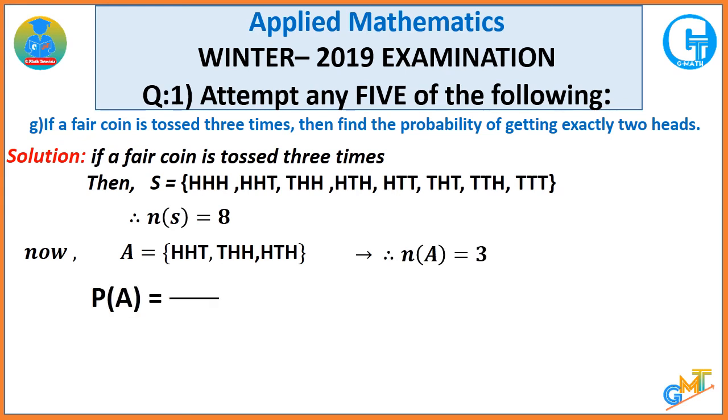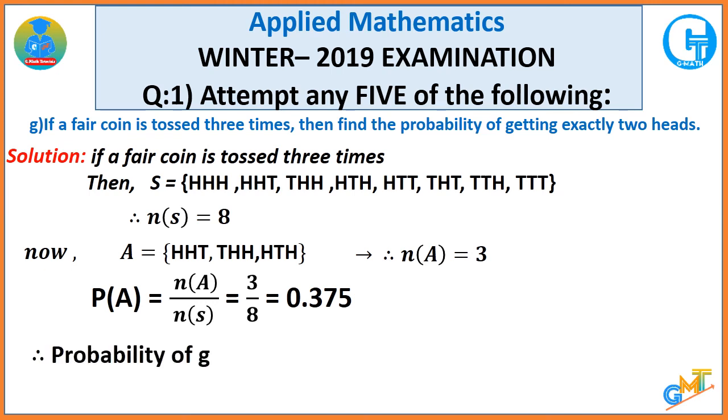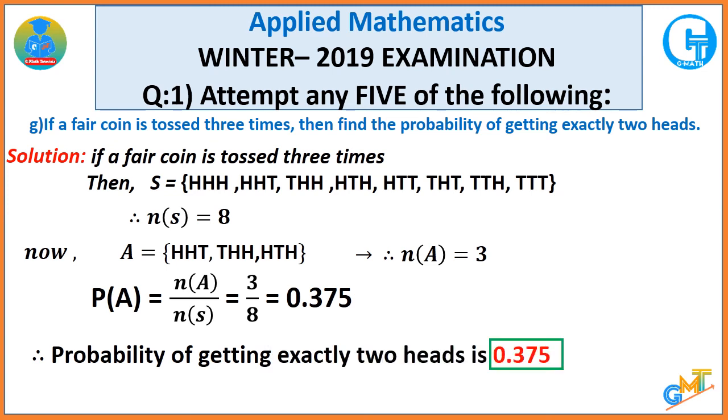Now the probability of getting exactly 2 heads is n(A) upon n(S), that is 3 by 8, which is equal to 0.375. That is, the probability of getting exactly 2 heads is 0.375. This is the required solution.